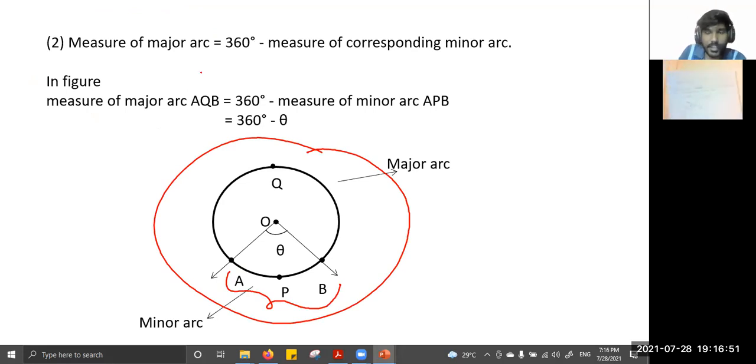And now for the second point, write down this formula. Just the formula: measure of the major arc is equal to 360 degrees minus measure of the corresponding minor arc.